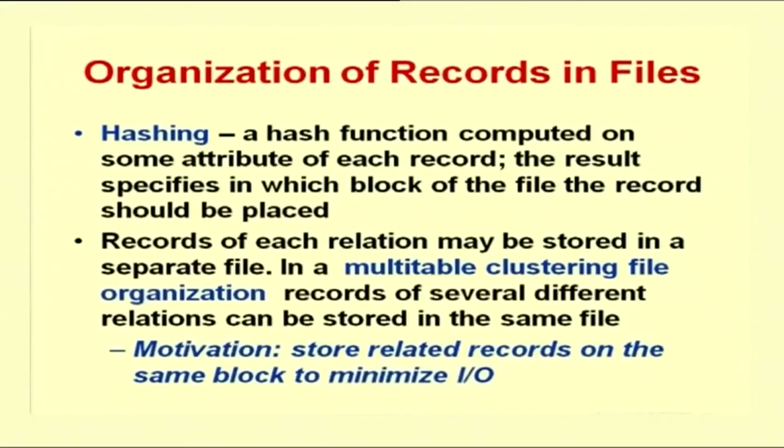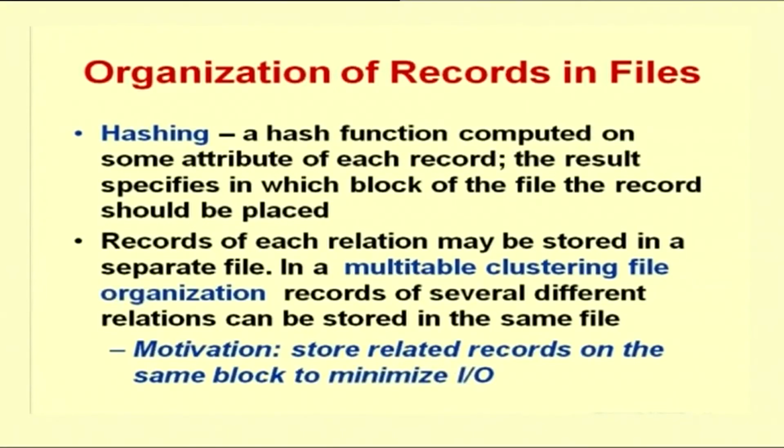So, when you do organization of records in files, I said that you can use hashing. A hash function is computed on some attribute of each record, and why are you using the hashing? The hash function will tell you where you have to search for the block. Each of the relations, I mean the table, may be stored in a separate file, or you can have a multi-table clustering file organization, where records of several different relations can be stored in the same file. So, store related records on the same block to minimize I/O.